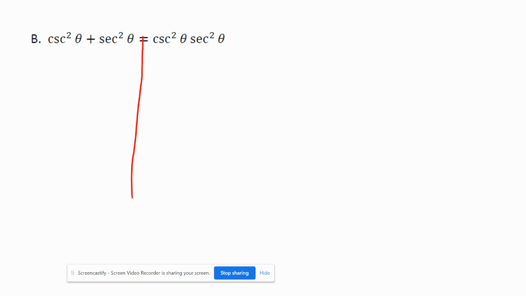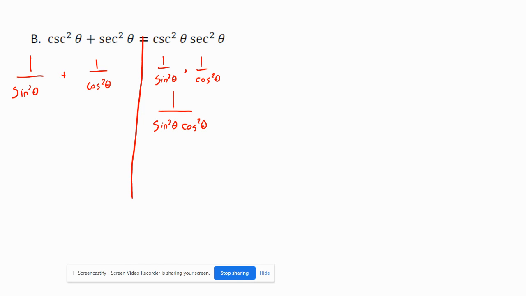How are we going to get this one? Well, we have cosecant squared, which is the same thing as 1 over sine squared, and secant squared is 1 over cos squared. On the right-hand side, this is 1 over sine squared times 1 over cos squared, which is 1 over sine squared times cos squared. So we've simplified our right-hand side down to this expression.